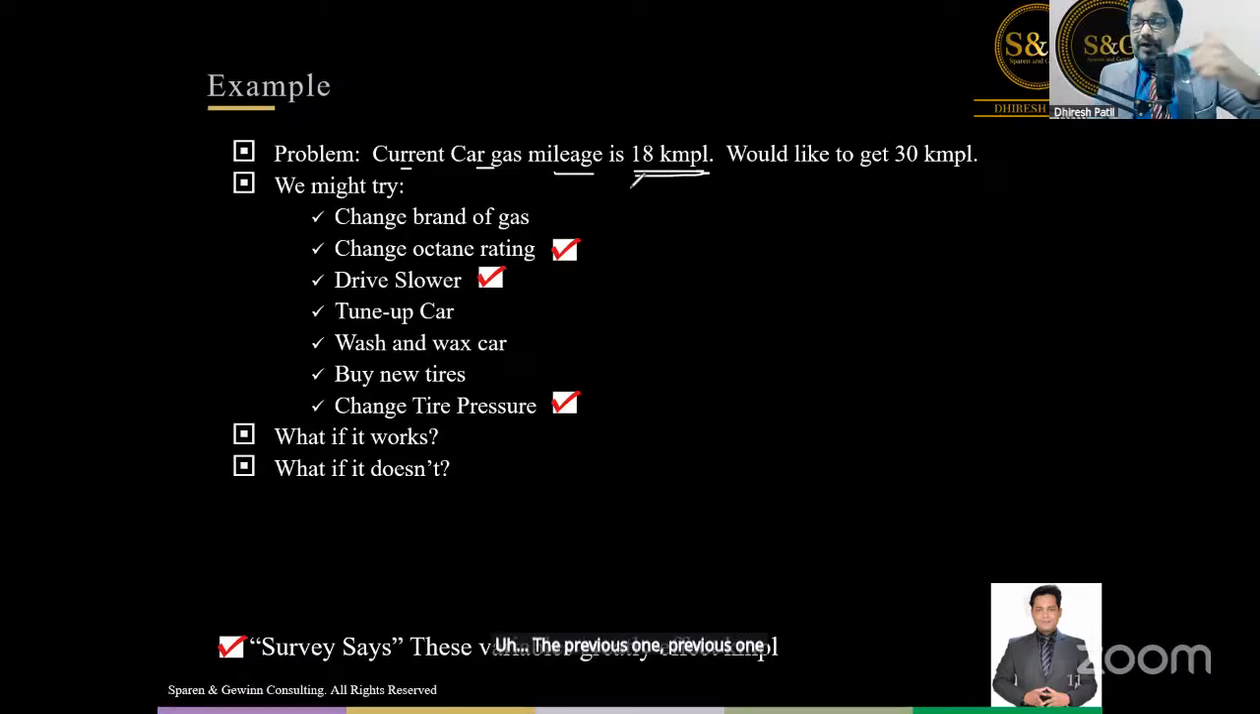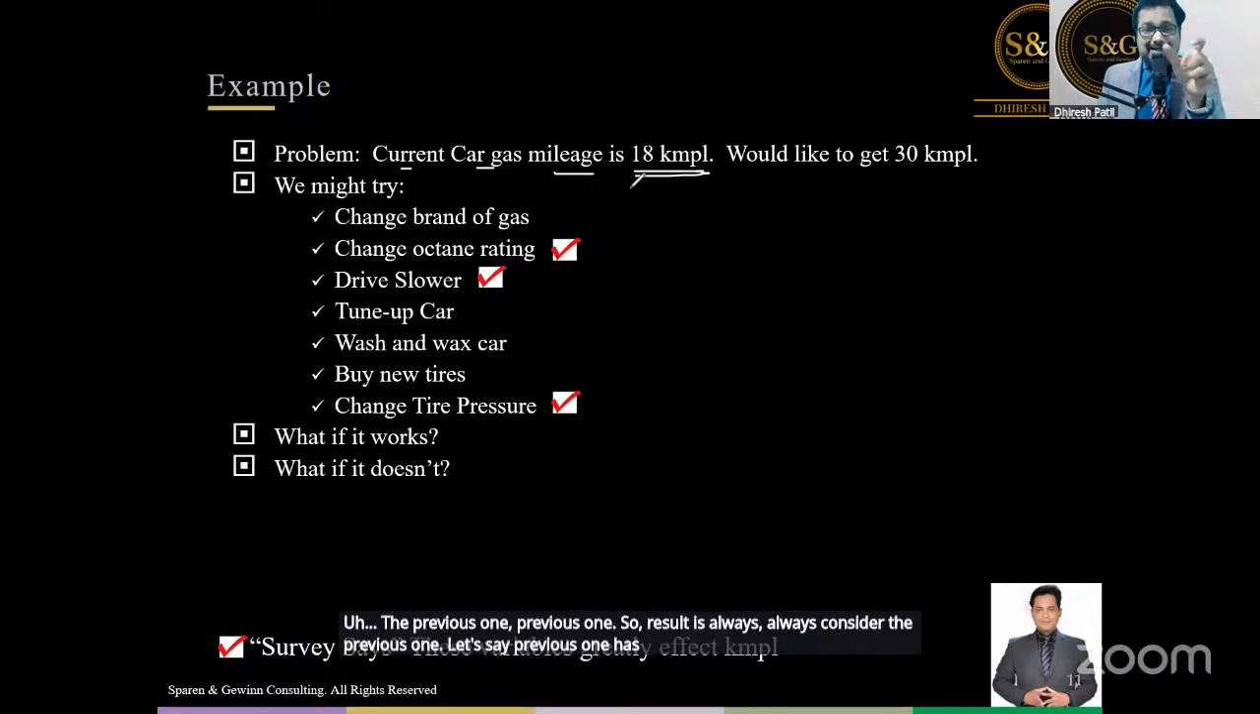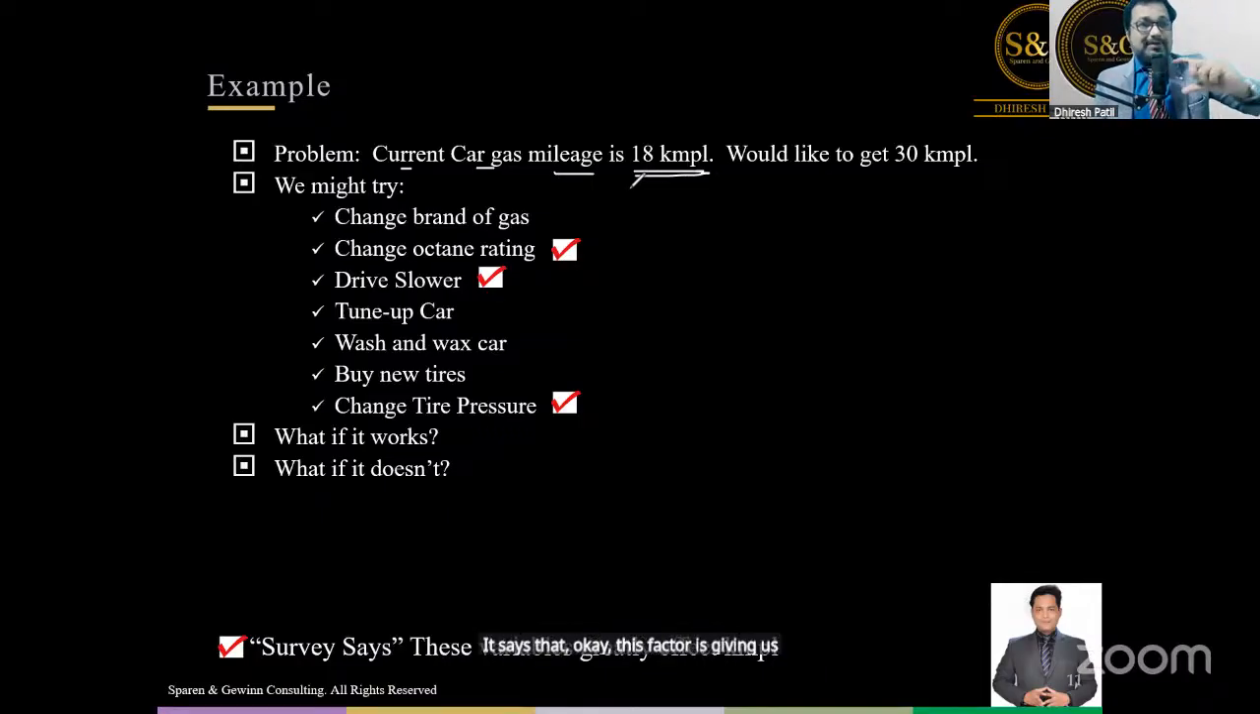So the result is always compared with the previous one. Let's say the previous one has a setting. If one factor has changed and the result has improved, then it says that this factor is giving us a positive result. If a parameter has a negative impact, then the level is reset to the lower level.